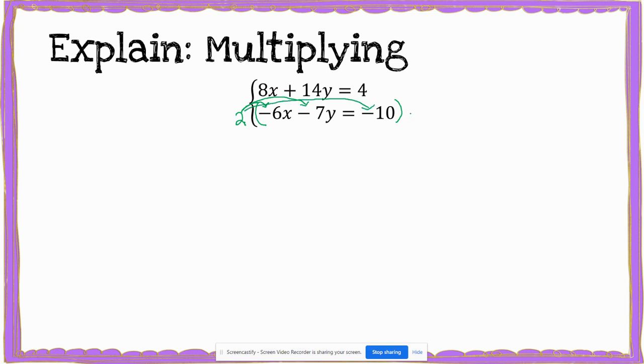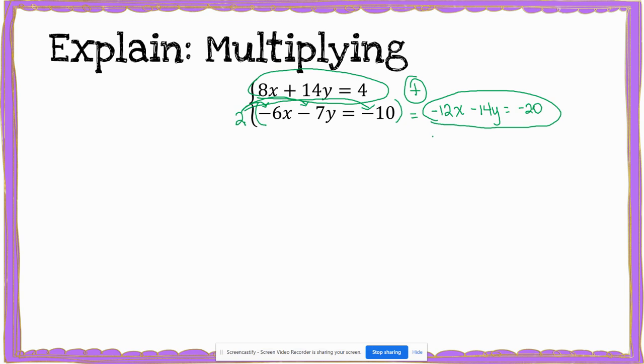So I'm going to start with 2 times negative 6x, which is negative 12x. Then 2 times negative 7y, which is negative 14y. Then 2 times negative 10, which is negative 20. Now I'm going to take this first equation and this equation, and I'm going to use those to solve. Well, I see that I have a zero pair because I have a positive 14y in my first equation and a negative 14y in my second equation, which means that I can add these two equations together.